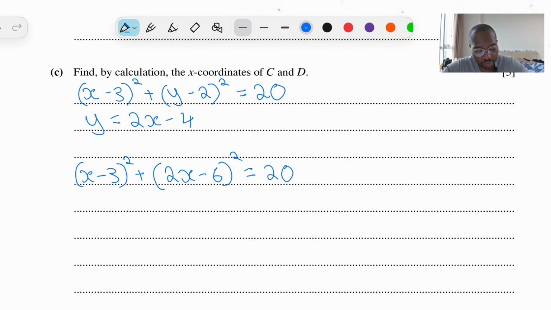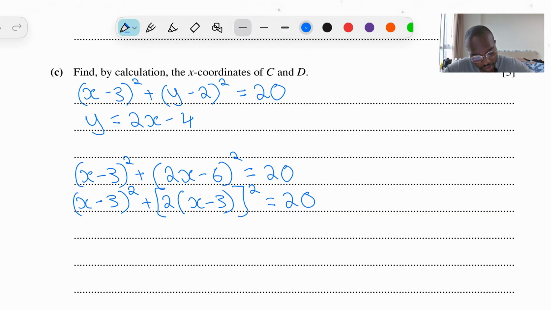Now, as you can see, we just have x values. We can expand the brackets out and simplify down, but actually, looking at this, we don't need to expand the brackets, because we have x minus 3 and we have 2x minus 6. If we take a factor of 2 out of the 2x minus 6, we're going to end up with an x minus 3. So we don't even need to expand the brackets out. We can take a factor of 2 out first, and then do (x minus 3), and all of that will be squared, and that is equal to 20.